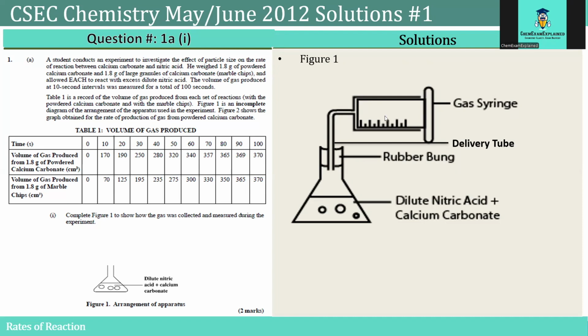You must make sure you have your graduated marks on the syringe and it is able to slide in and out, right? Because as the gas is produced, it will push the syringe out and you can now make your measurements from the marks. So this is important. So this is figure 1.